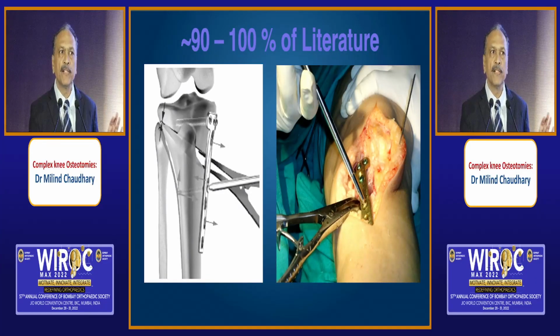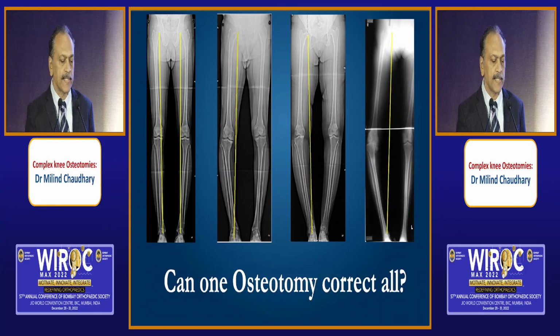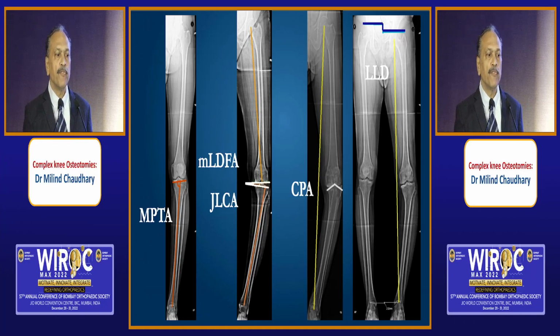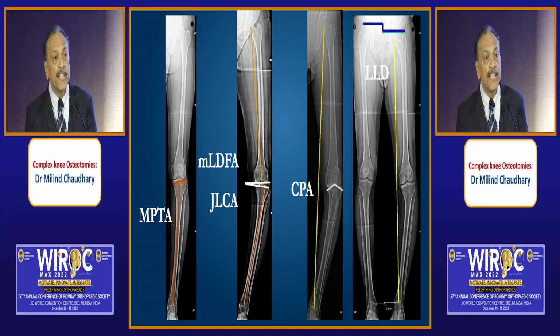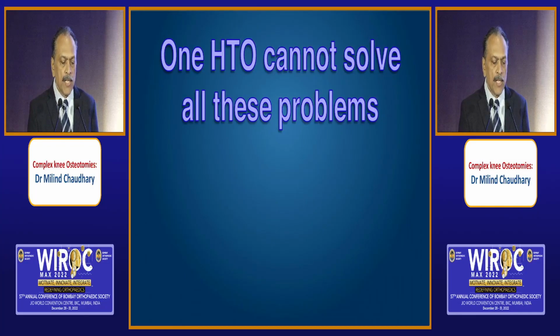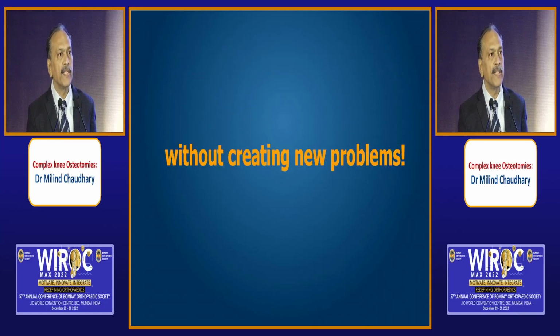90 to 100% of the literature is on open wedge high tibial osteotomies, as you may have seen, and some domes. But medial compartment osteoarthritis comes in different shapes and sizes, with more deformities, gradually increasing. When you look at the mechanical axis, there are more and more deviations. So therefore, the question to ask: can one osteotomy cure all? We evaluate the deformities with the MPTA, MLDFA, JLCA, CPA, and also we need to evaluate leg length discrepancy and limb rotation. So one HTO cannot solve all these problems without creating new ones.